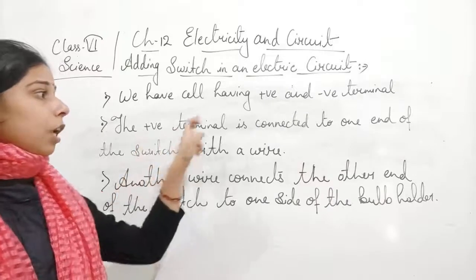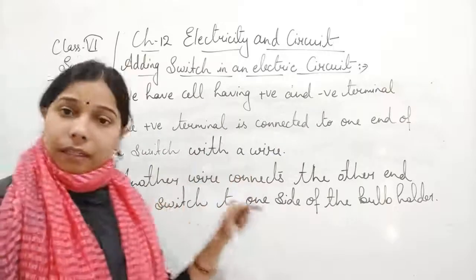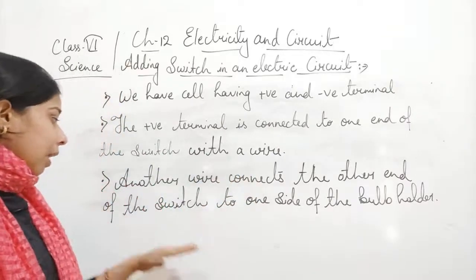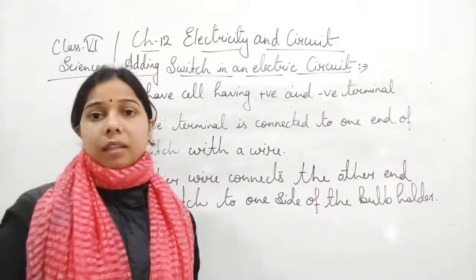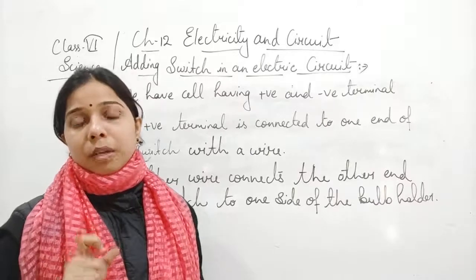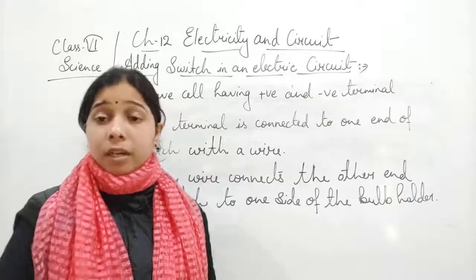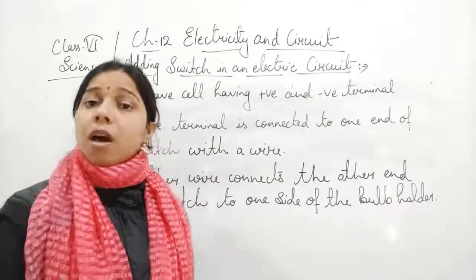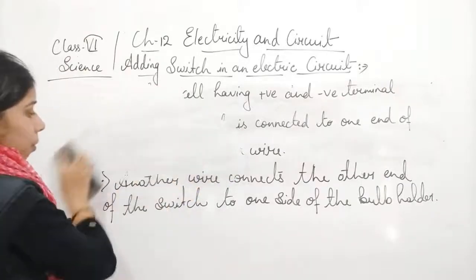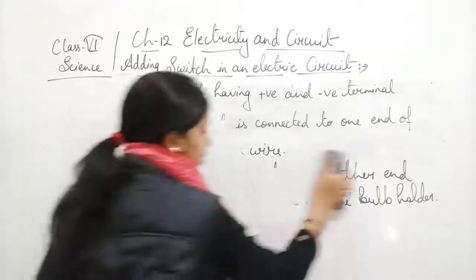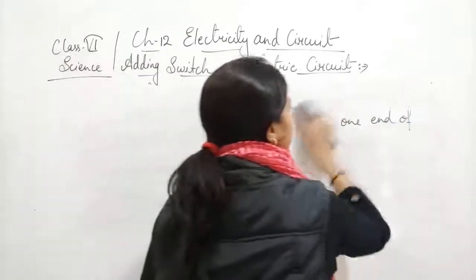So the positive terminal is connected to one end of the switch with the help of a wire, and the other wire helps in connecting the other end of the switch to one side of the bulb holder. Now let us see what about the negative terminal, how the negative terminal of the cell is connected to the other end of the bulb holder directly by means of the wire. So moving on, we have seen the positive terminal. Now let us move on and see what happens in case of the negative terminal.